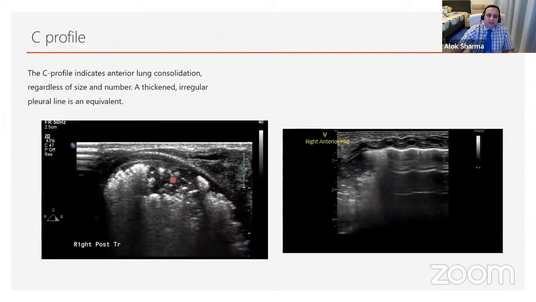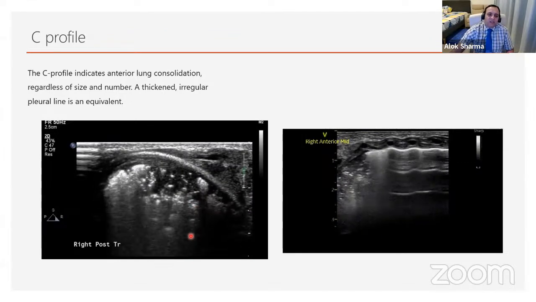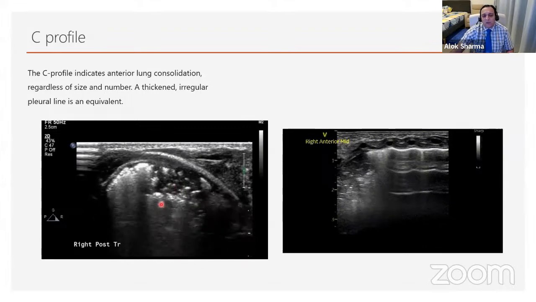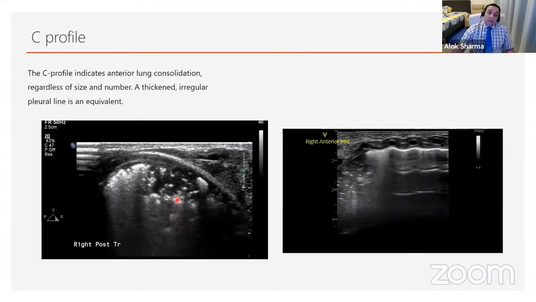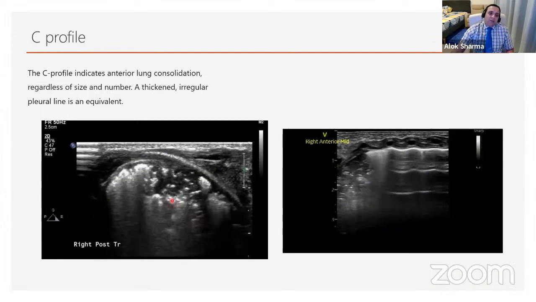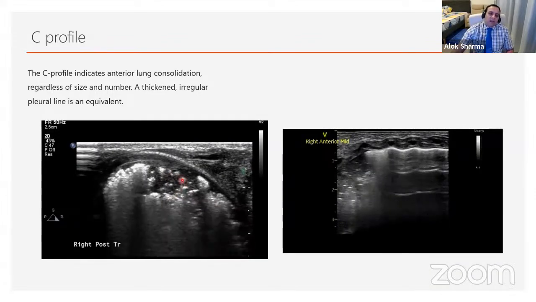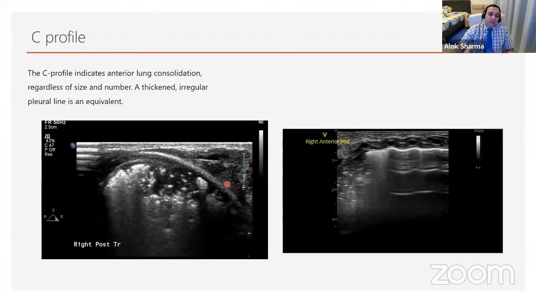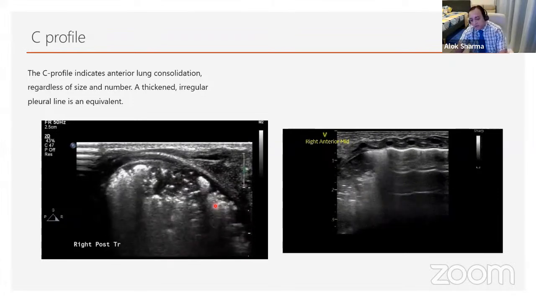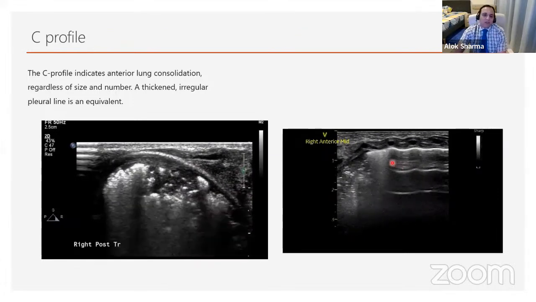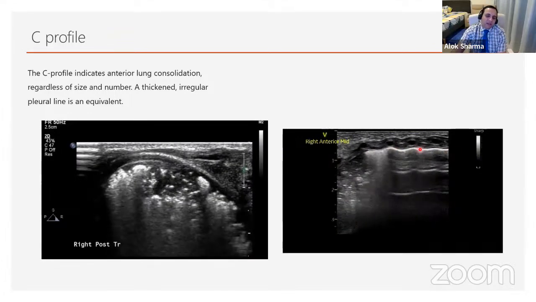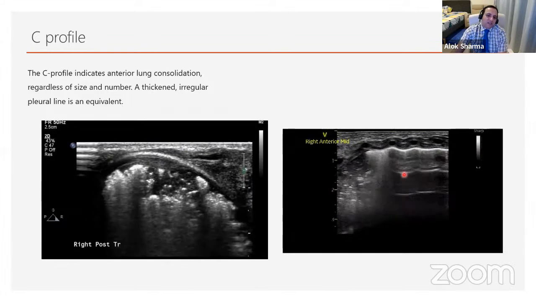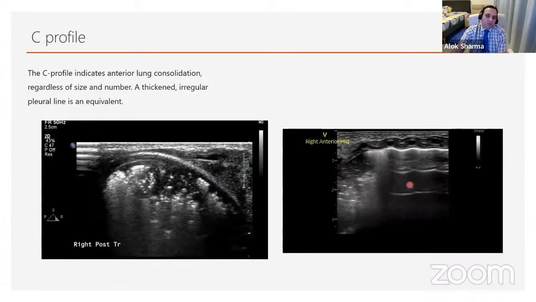The pleura is completely destroyed. You can see some, I would call them static air bronchograms at this particular point, but with completely destroyed pleura. So this is consolidated lung, probably a pneumonia because you've got severe shred sign. On the other hand, if you look at this area over here, you can see pleura, very nice pleural margin. This is an A profile. You have no B lines which are touching the margin.